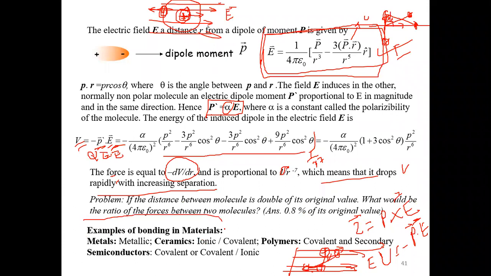Now, examples of bonding in materials. Different types of material have different types of bonds. Sometimes some combination of bonds may also be observed. For metals, it is the metallic bond, which we have studied this morning. For ceramic type of material, the bond is mainly covalent bond, or sometimes some ionic bond may also occur. In polymers, the bond is covalent bond, and there is secondary bond, a weak bond. And for semiconductors, mostly the bond is covalent bond.